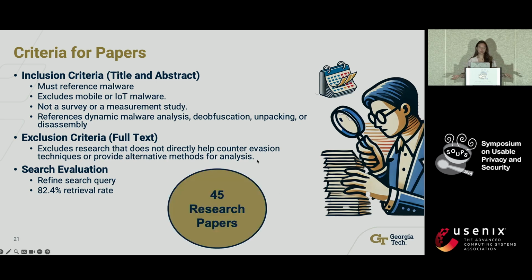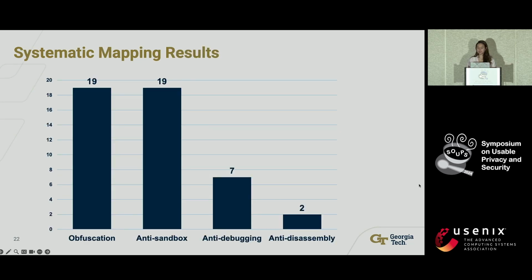So after the entire thorough process that I just mentioned, we ended up with 45 research papers. Based on our findings, we find that obfuscation and anti-sandbox were the most researched evasion techniques with 19 papers each, followed by 7 papers on anti-debugging, and lastly, 2 papers on anti-disassembly.